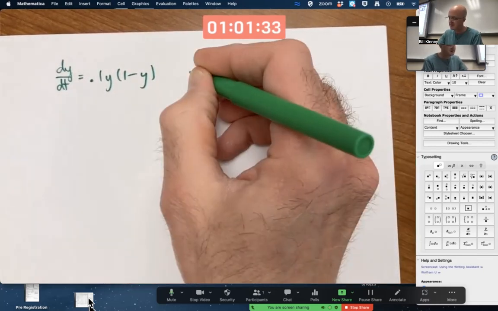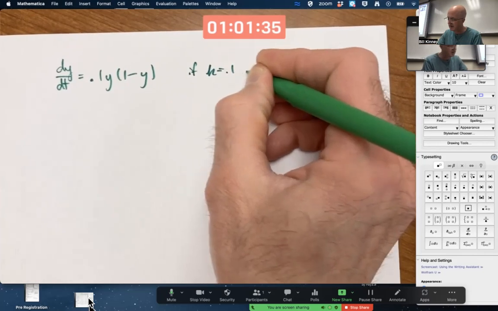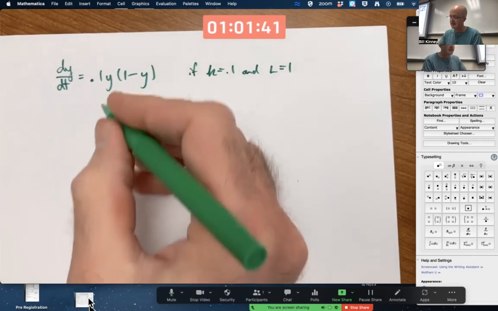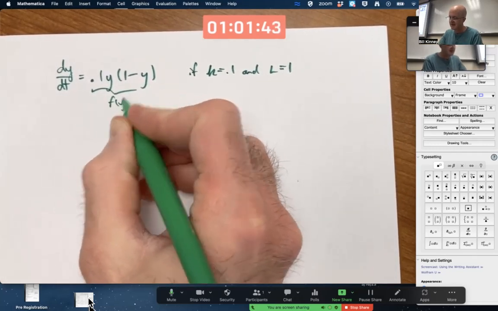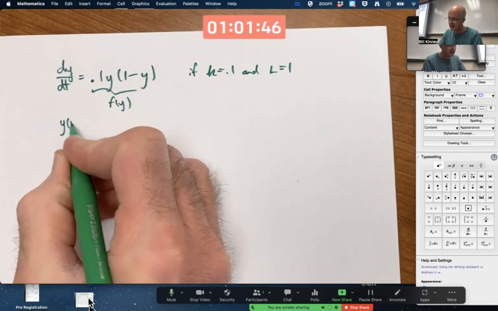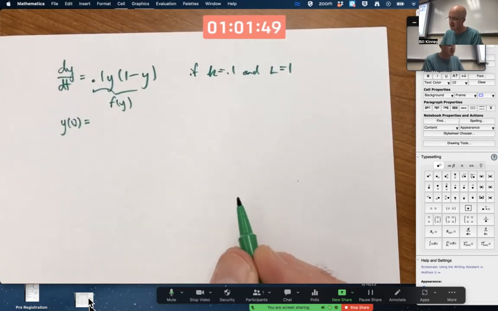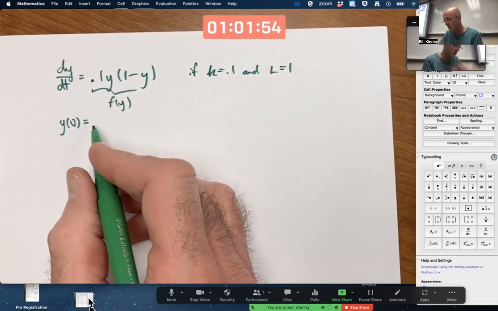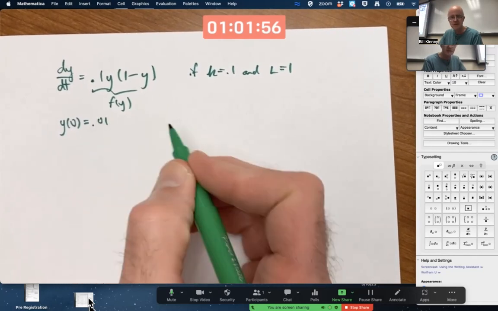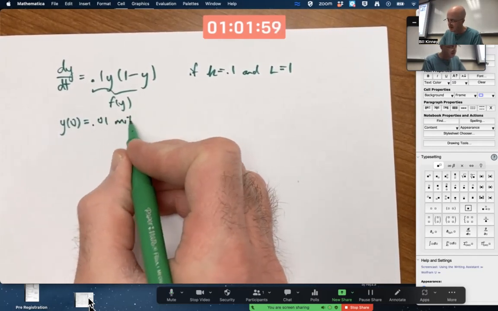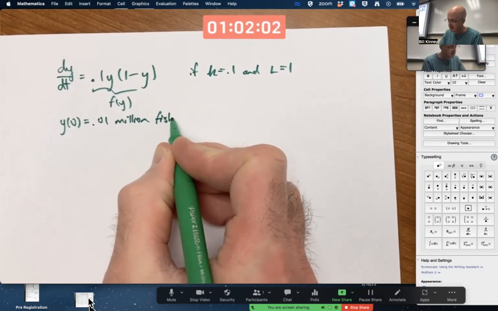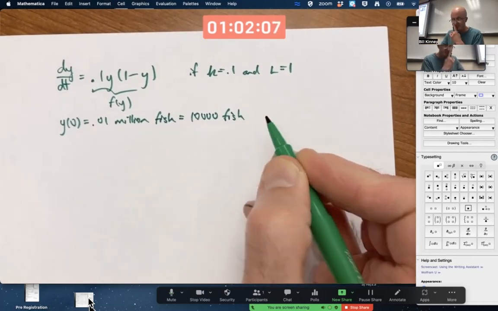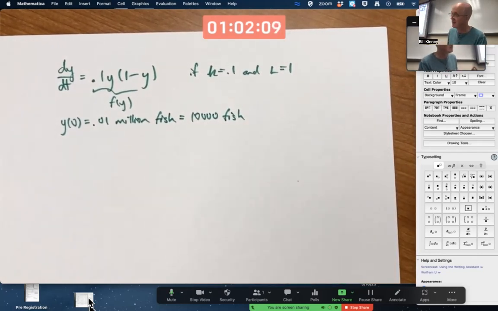So this would be your model if k is 0.1 and L is 1. This would be my f of y. What initial condition? If the units are in millions and I want to start small, I want a number less than 1 here, close to 0. I could choose 0.1, but maybe 0.01 million fish, which would then represent 10,000 fish. Small relative to the carrying capacity of 1 million fish.